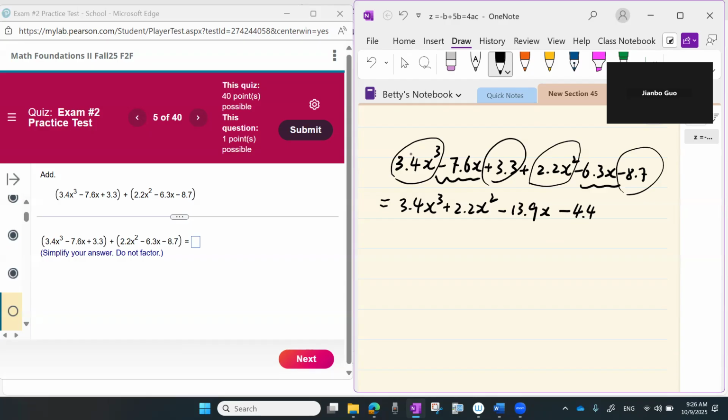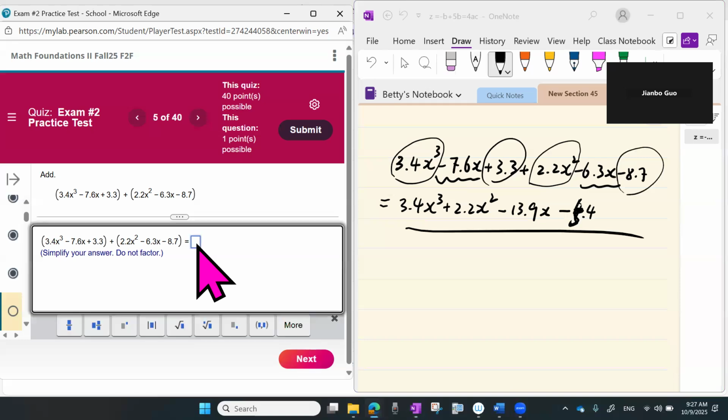7 minus 3 is 4. 8 minus 3 is 5. Apologize, 5.4. 8 minus 3 is 5, so it is 5.4. And that's the result, okay? The addition of the two polynomials is a polynomial with 4 terms. We're going to enter it here.